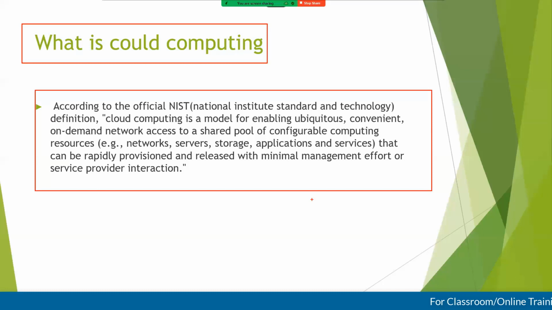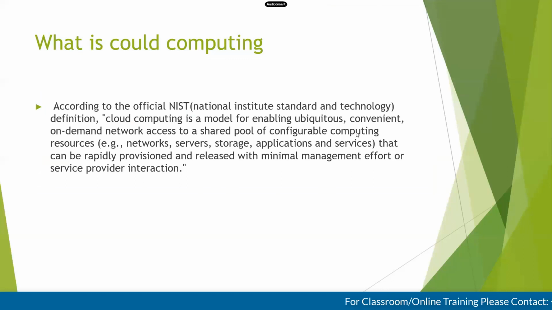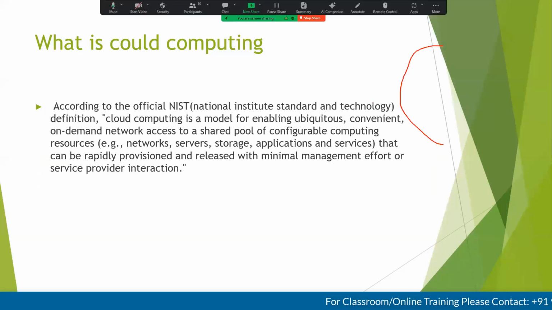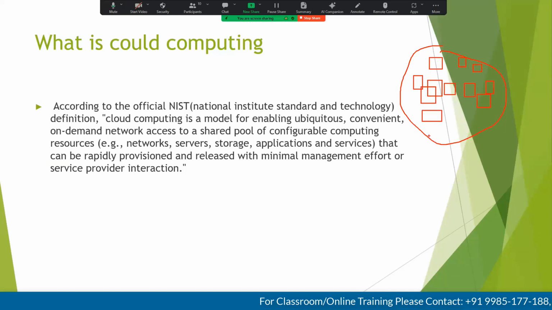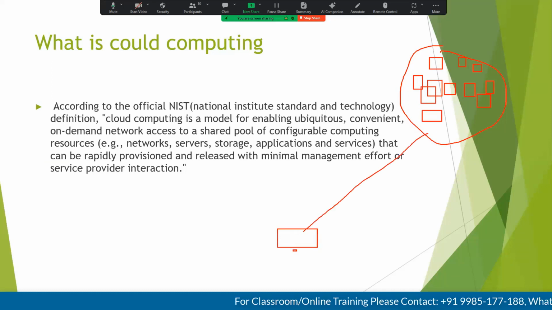I am repeating: what is the cloud? It is a collection of remote services accessed over the internet, which is called cloud computing. The best example: this is the cloud where we have a collection of services. Already services have been posted and we access them over the internet.